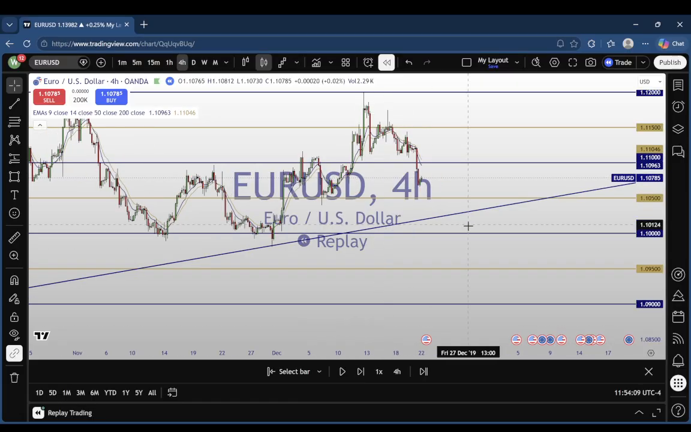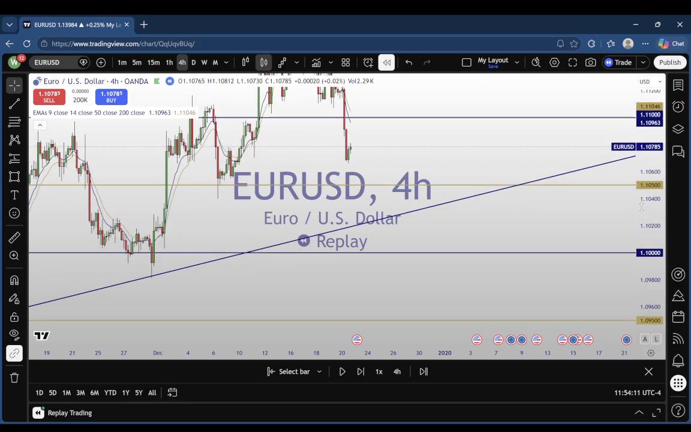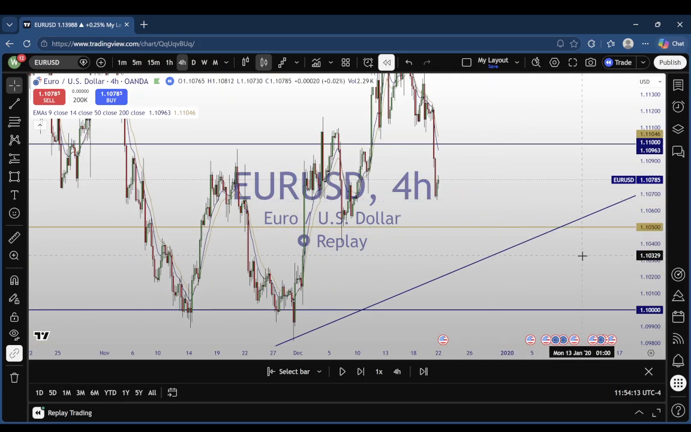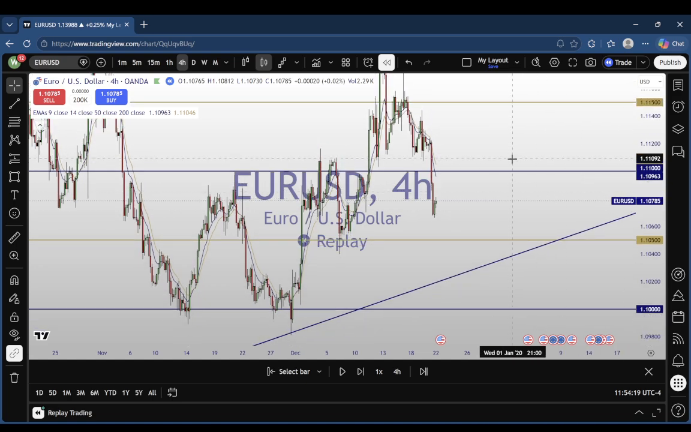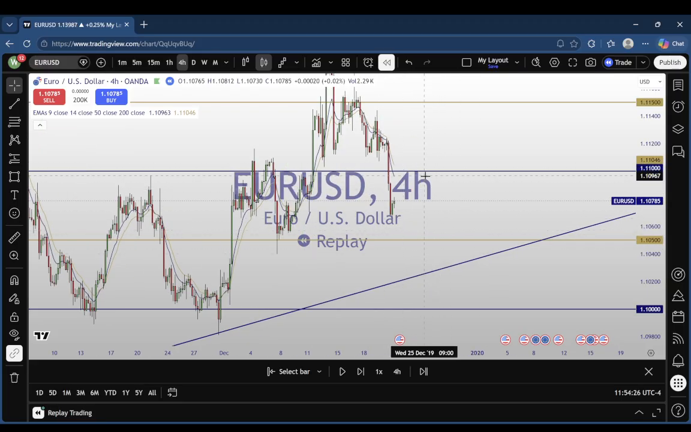So my goal is that I have two areas that I'm focused on. I'm focused on price coming down to where the trend line is around 1.105 over here, or I'm waiting for price to break above 1.10, right, to make a higher low to 1.10. Okay. So those are my two entry points.